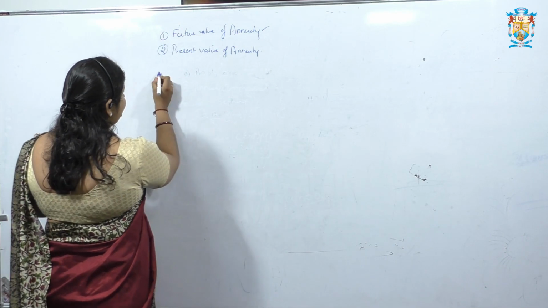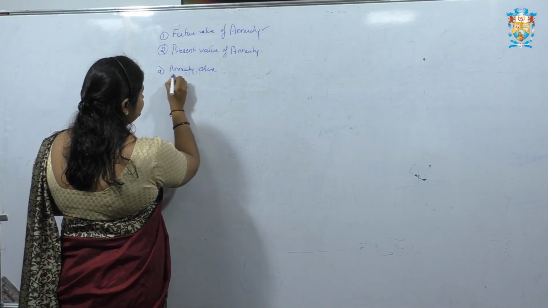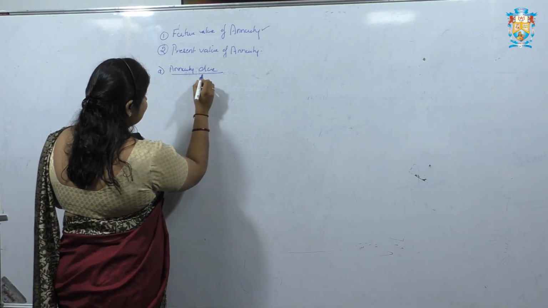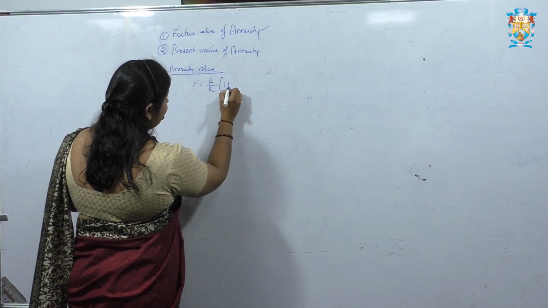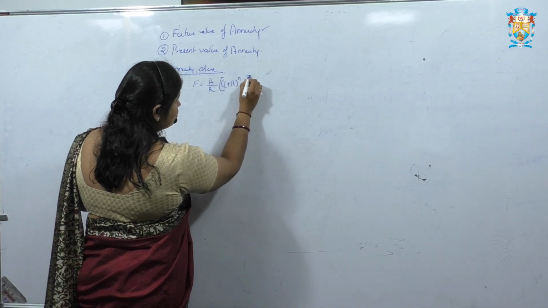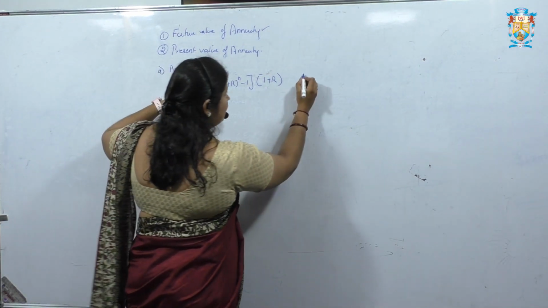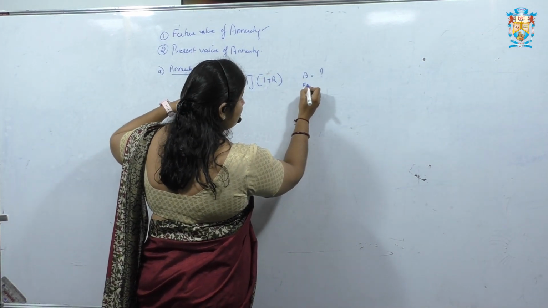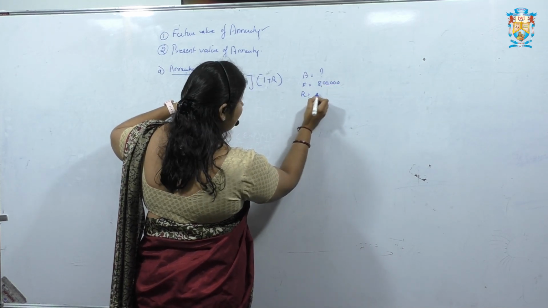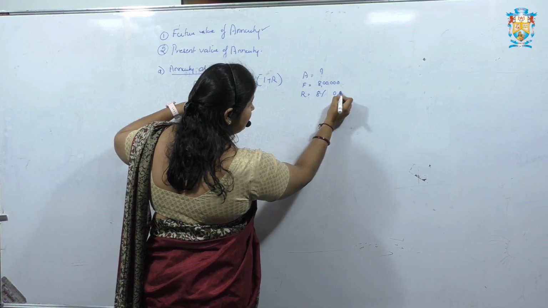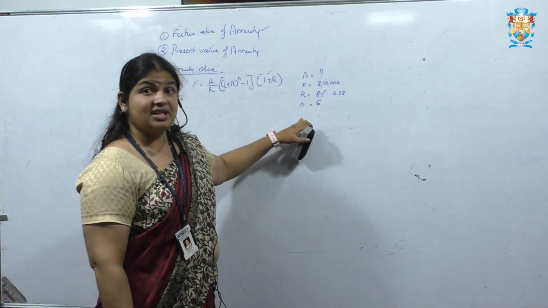First, let me see the first method, that is annuity due. As I said, the formula is F is equal to A divided by R, into 1 plus R whole to the power of n minus 1, into 1 plus R. So what are the required things given? The value of A is not specified. The value of F is specified, that is 8 lakh. The value of R is 8%, or I can write it as 0.08. The value of N is 6.